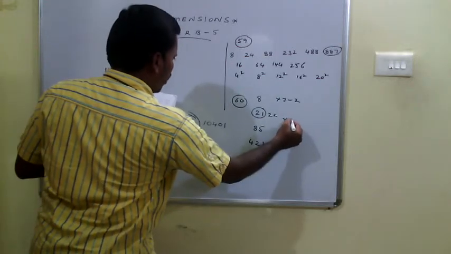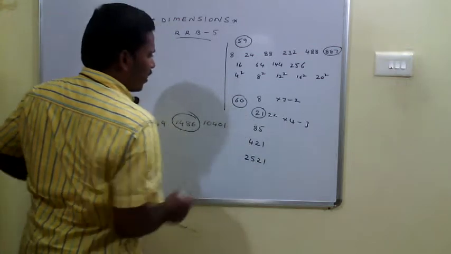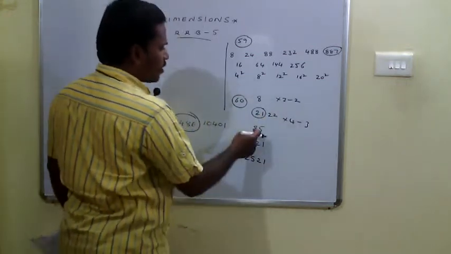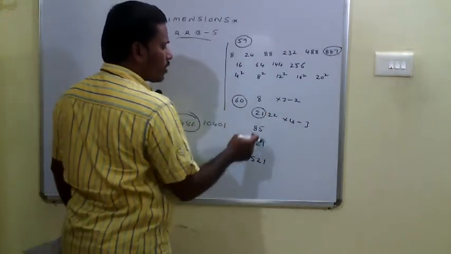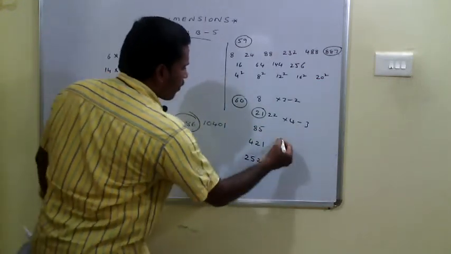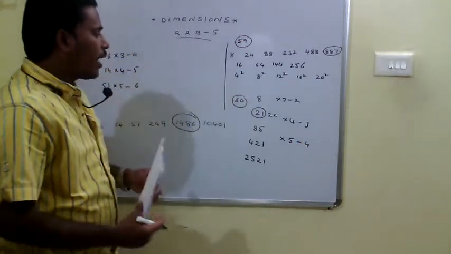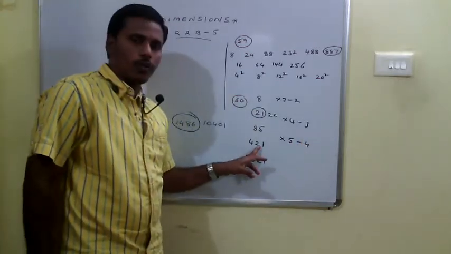It follows the same pattern. If you check 22 into 4 minus 3, because it is near to 88. 22 into 3 is 66, but it is 85. So 22 into 4 is 88, 88 minus 3 is 85. And the same pattern follows: 85 into 5 minus 4. If you found out 85 into 5 minus 4, that will be 421.